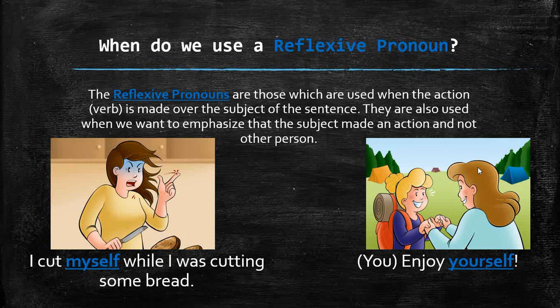When do we use a reflexive pronoun? The reflexive pronouns are those which are used when the action is made over the subject of the sentence. They are also used when we want to emphasize that the subject made an action and not another person.